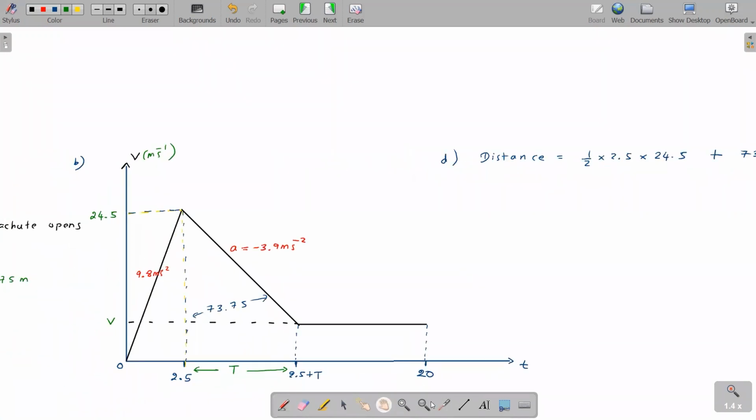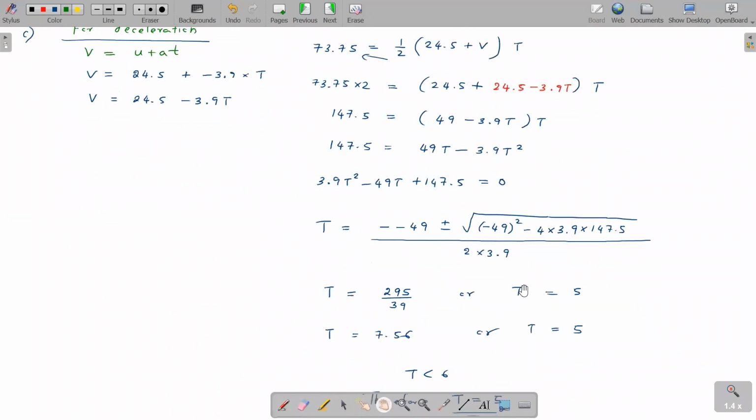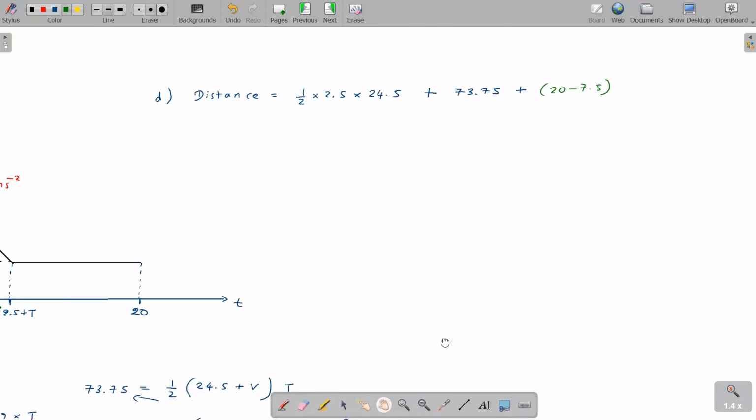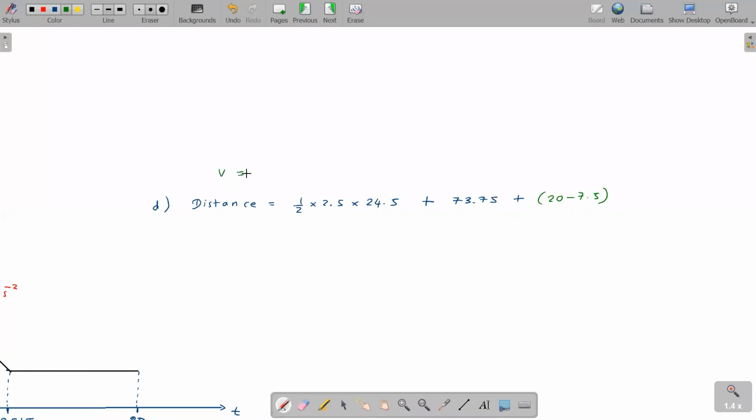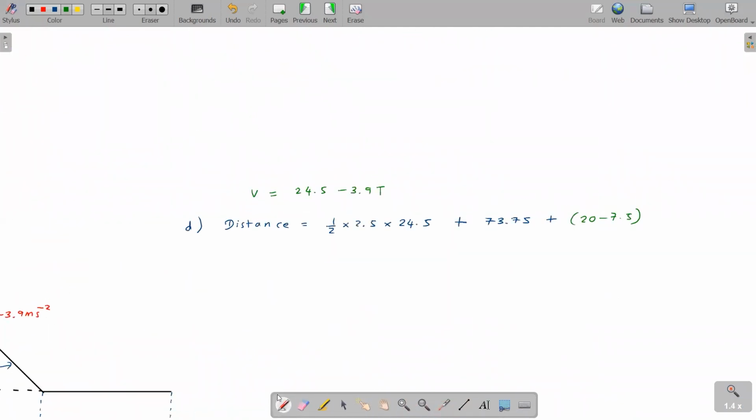And how much is the width of the rectangle? The height of it is V. We found V also. Did we find V? I think we didn't find V, right? We'll have to find the V value. Can you all get me the V value? V is equal to 24.5 minus 3.9 times T, right? This was the equation we generated earlier. Can you see? Can you all get me the V value? 24.5 minus 3.9 times T is 5. How much? 5. V is 5 meters per second.